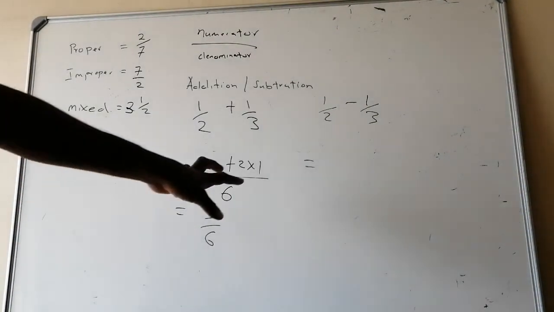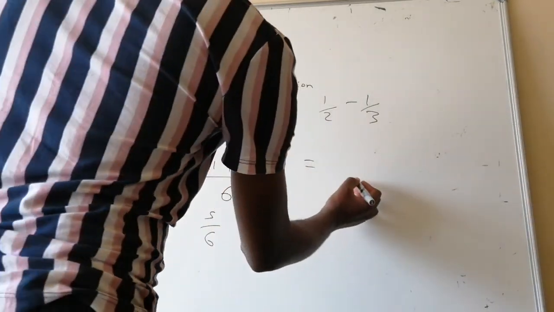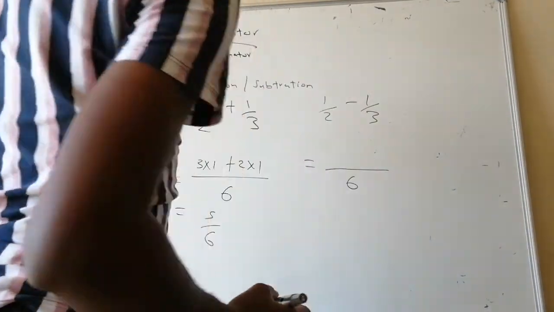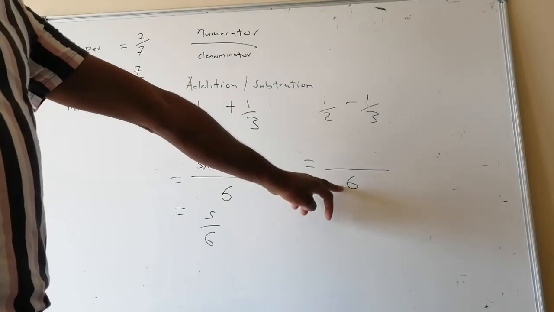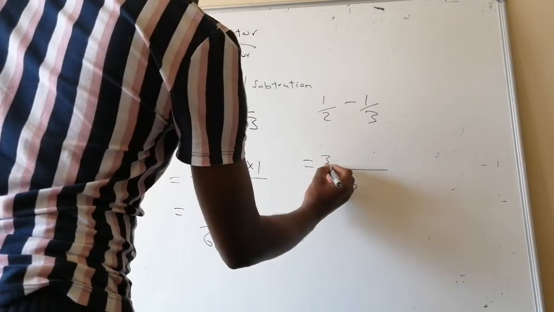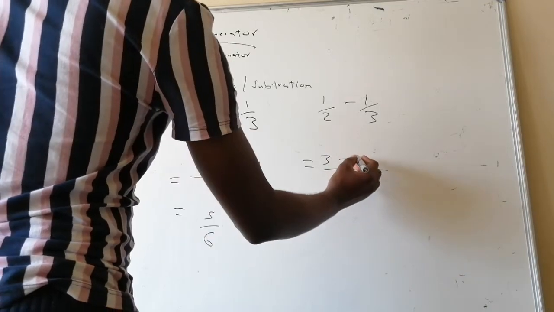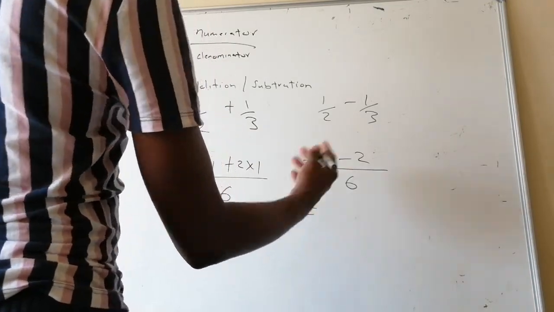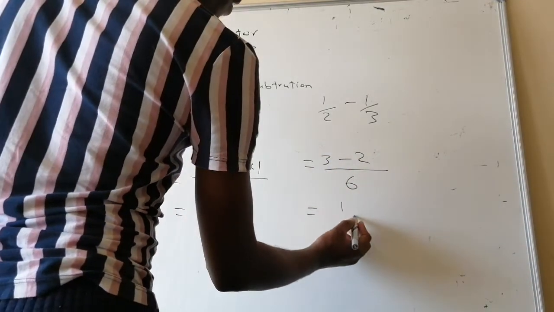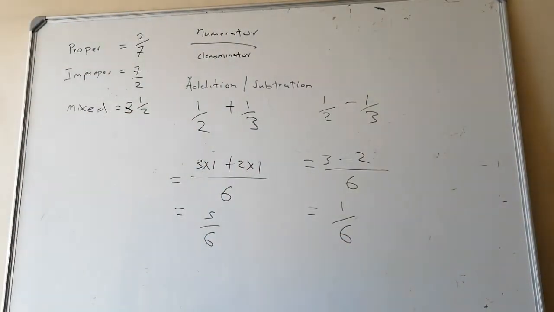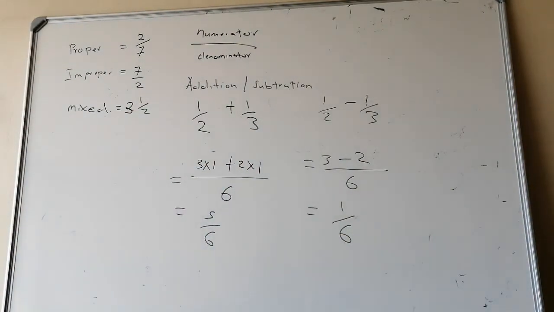So we take the LCD, which is 6. How many times does 2 go into 6? It goes 3 times. And how many times does 3 go into 6? It goes 2 times. And 3 minus 2, that's 1 over 6. So now I'm going to show you another way of doing this.